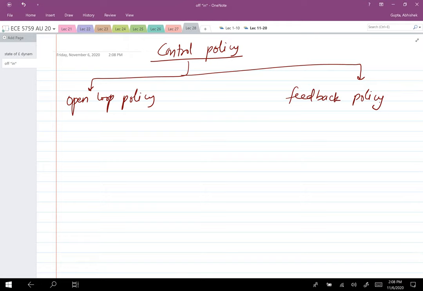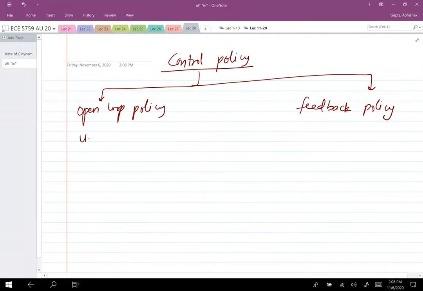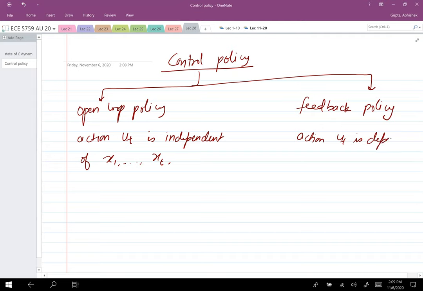In an open loop policy, the action UT is independent of X1 to XT. Whereas in the feedback policy, action UT is dependent on XT. So you use the current state to determine what action you need to take at that time. Whereas in the open loop policy, the action would be independent of the states X1 to XT, but it could be dependent on X0.